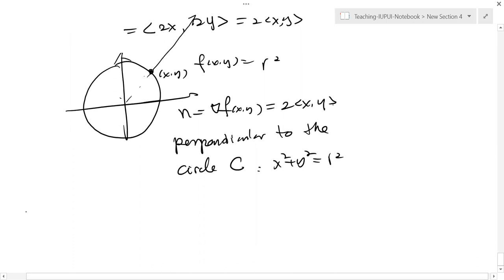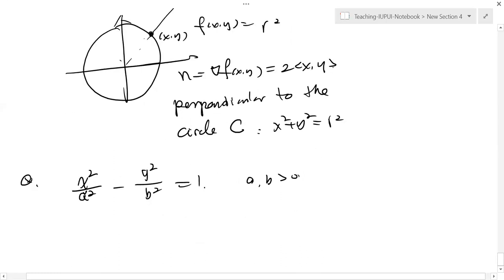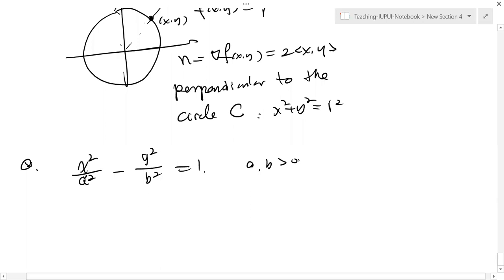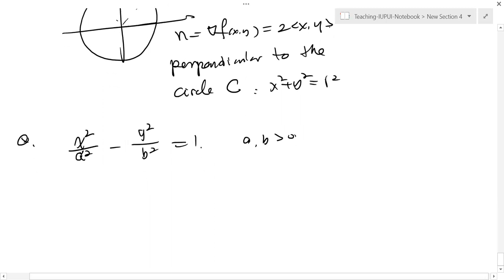Now, let's take a look at another example, hyperbolic curves. x squared over a squared minus y squared over b squared equals 1, where a and b are both positive numbers. Well, we know the graph. How do you describe the graph?